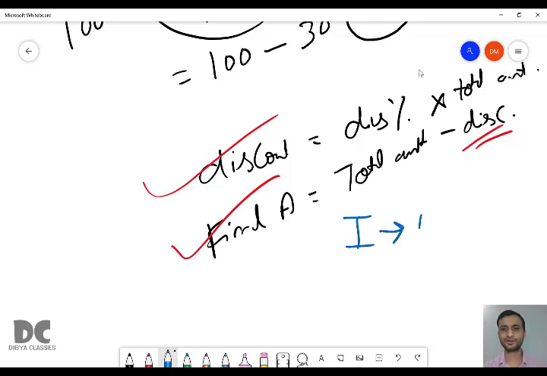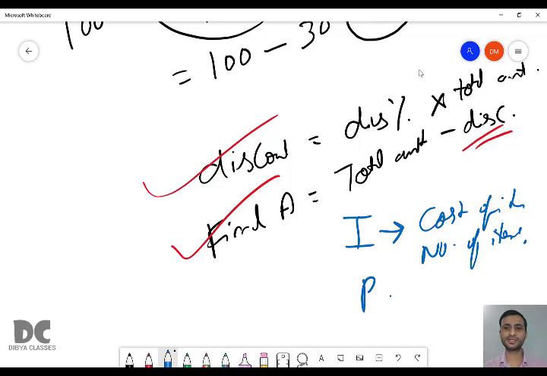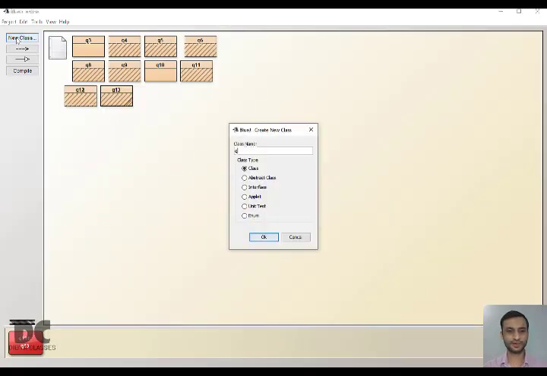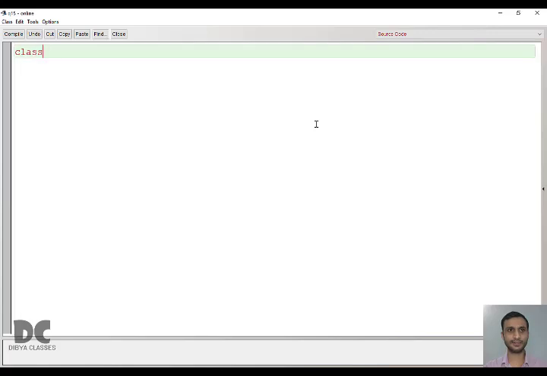So input is your cost of the item purchased and number of items purchased. Processing, you have to calculate discount and final amount, and output you have to print the final amount. Let us write this program in BlueJ. So first we'll create a class Q15. We'll create the skeleton class Q15, public void.